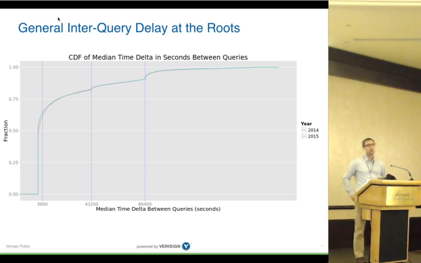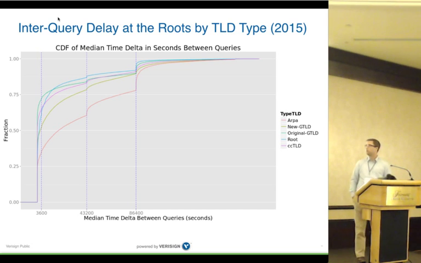So we got a little bit more curious to see, does this apply for all TLDs at the root? Does it change on a per TLD basis? And so we created a new taxonomy to put the various TLDs into. We created a taxonomy of country code TLDs, the root, the original gTLDs, and then all new gTLDs that were delegated, and then we also broke out ARPA.